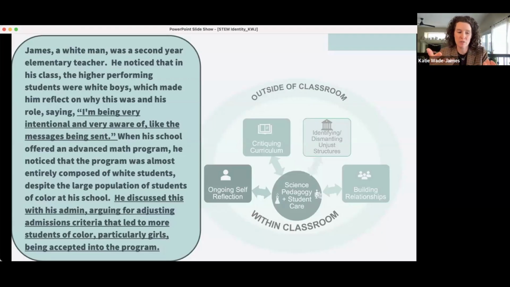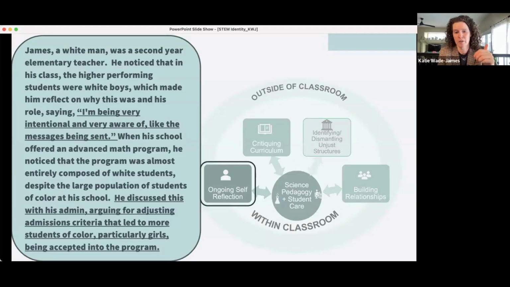So he brought this up with his administration, and he explicitly pointed to the idea of who are we recognizing as a science person. So the students who are being selected are gaining this recognition, but the students who are not being selected are getting this negative recognition. They're getting this messaging that they're not being seen as a math or science person. So he discussed this with his administration. He argued for adjusting the admissions criteria that led to more students of color, and particularly girls of color, being accepted into the program.